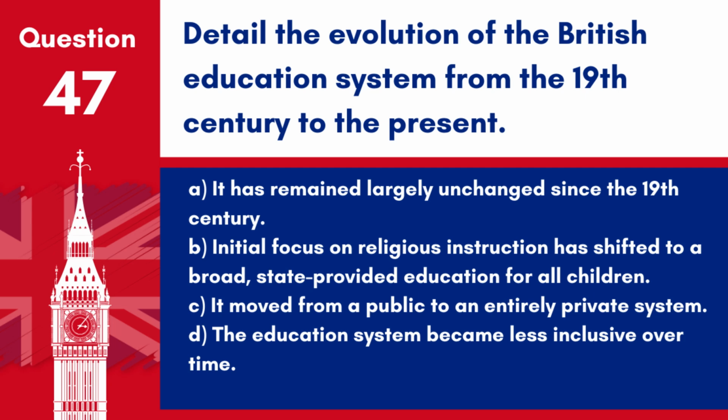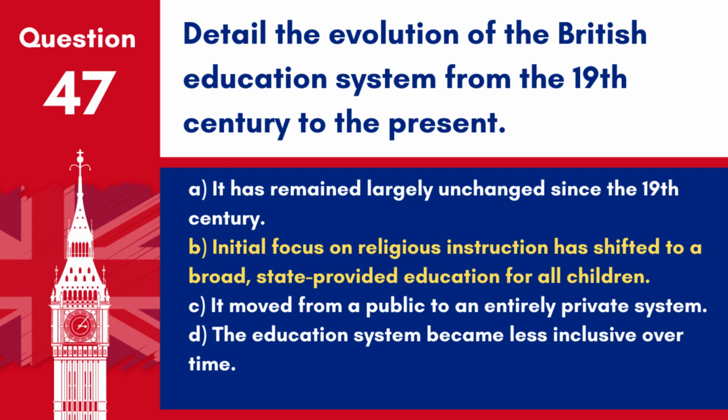A. It has remained largely unchanged since the 19th century. B. Initial focus on religious instruction has shifted to a broad, state-provided education for all children. C. It moved from a public to an entirely private system. D. The education system became less inclusive over time. Answer B. Initial focus on religious instruction has shifted to a broad, state-provided education for all children.